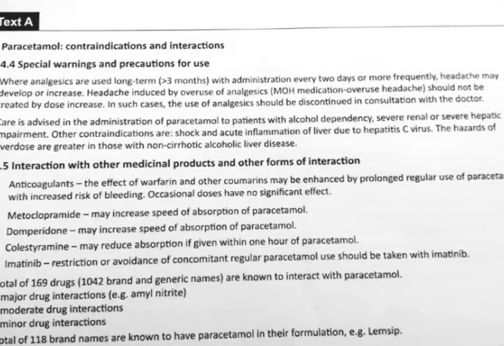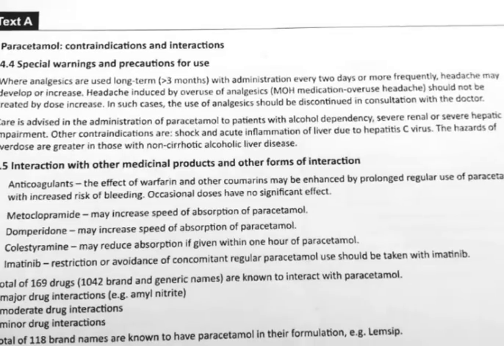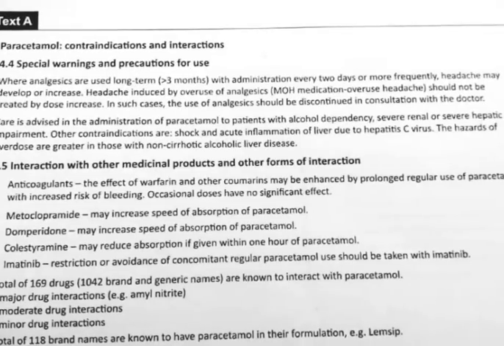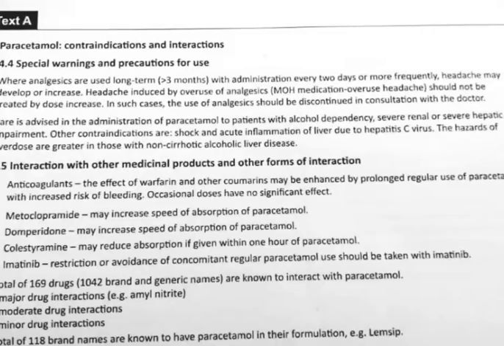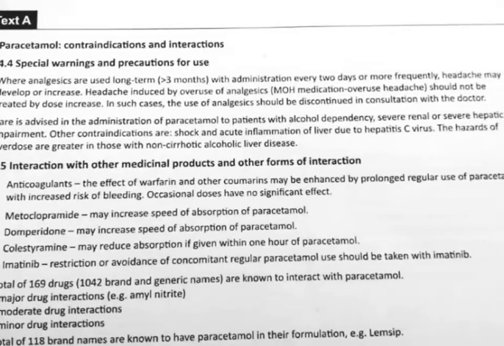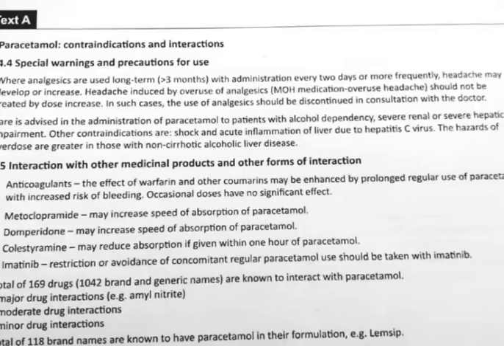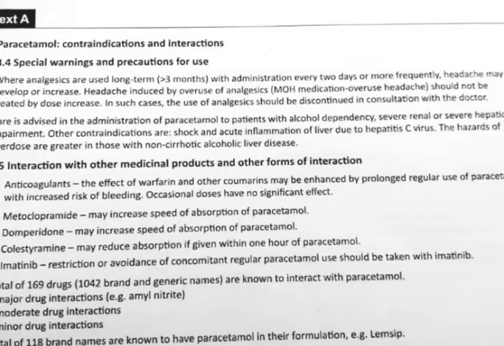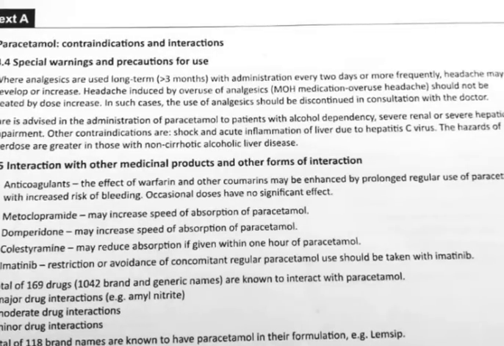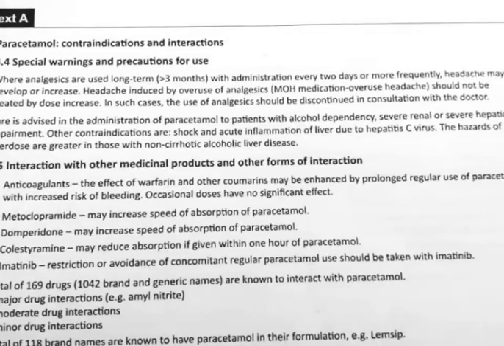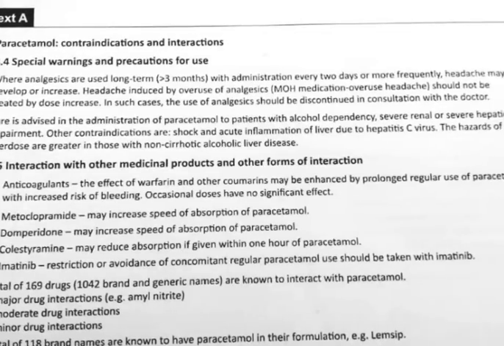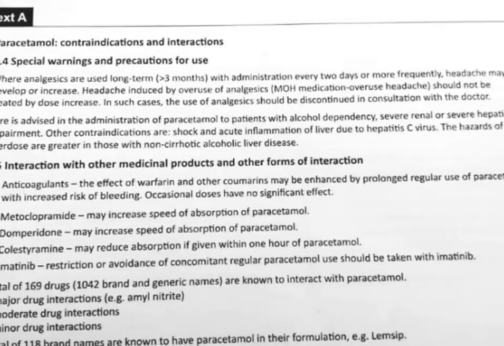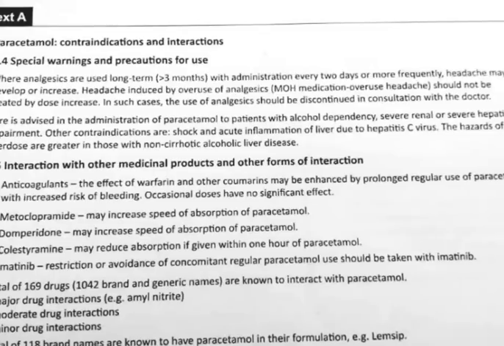Today I'm going to discuss this paracetamol overdose paper, which is from the official OET. Once you get the question paper and the time starts, the first thing you are supposed to do is identify the headings and subheadings. In this paper, the main heading is paracetamol overdose. In text A, the headings include paracetamol contraindications, interactions, special warnings and precautions for use, interactions with other medicinal products and other forms of interactions, etc.